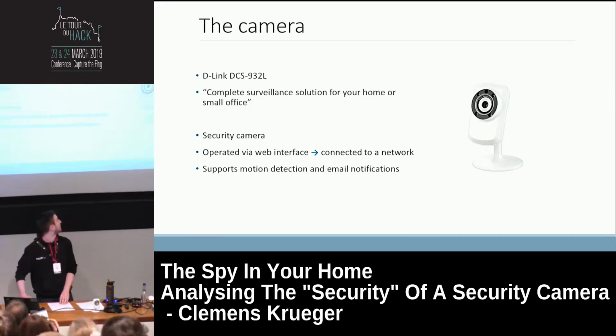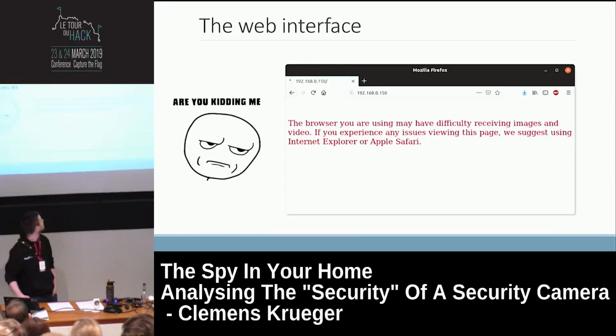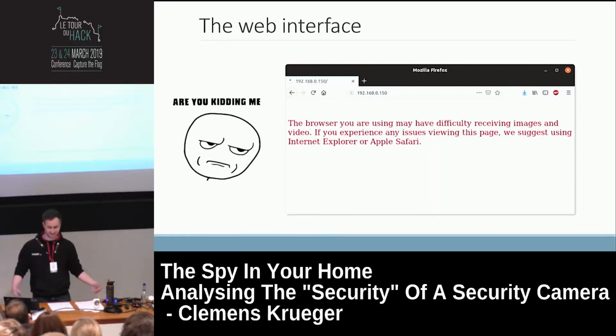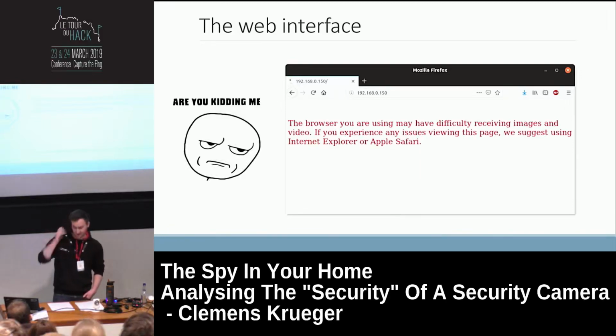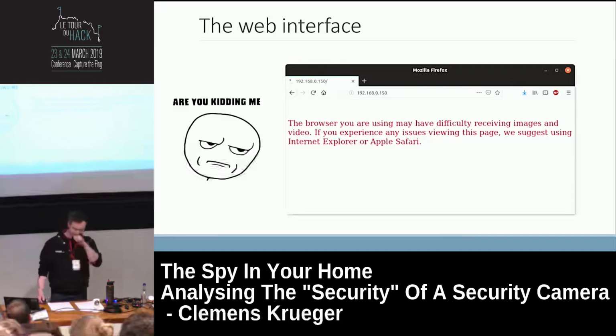So let's have a look at the actual web interface of the camera. And you can already see the first problem. It says, the browser you're using may have difficulties. Please use Internet Explorer or Safari. Now, especially for me as a Linux user, that's not what I want to hear at all. And interestingly enough, this actually just appeared with the most recent version. With older versions that problem did not occur. So they actually changed it for the worse in the recent update.